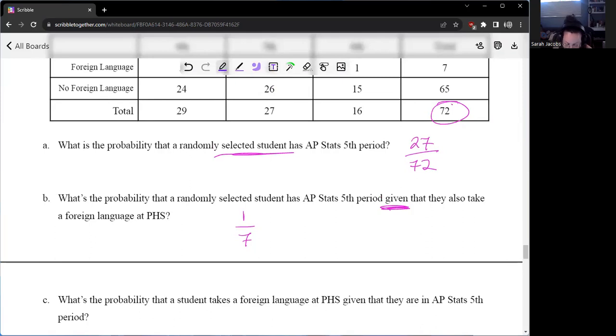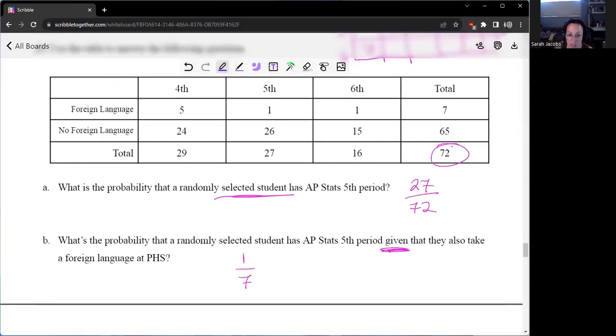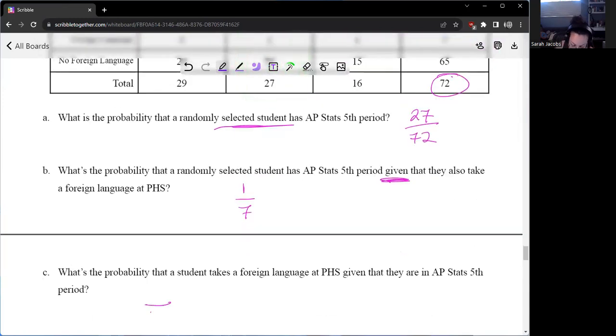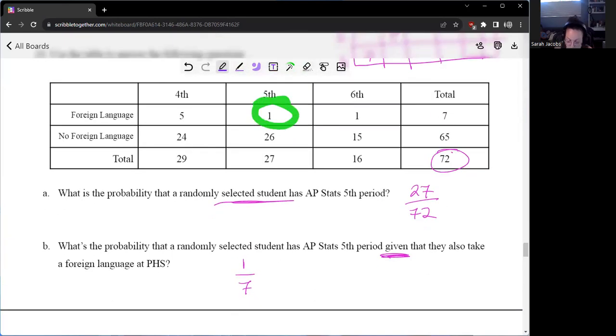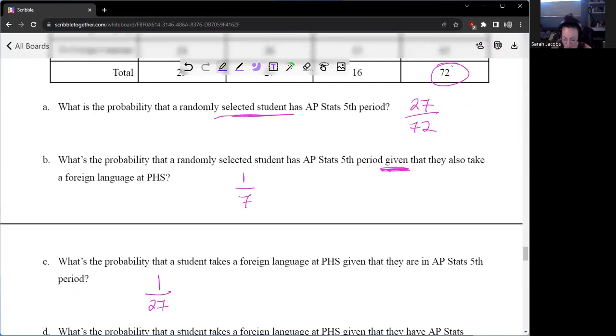What's the probability that a student takes a foreign language at PHS, given that they are in AP Stats 5th period? So this, we're going to look at it a different way. The given is that they're in 5th period. So that tells me my denominator is the total number of people in 5th period, or 27. And then our numerator is still this single person, because they are both in 5th period and take a foreign language. So it's still going to be 1.